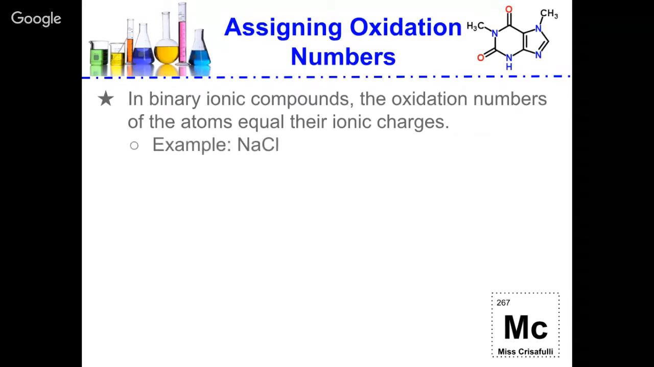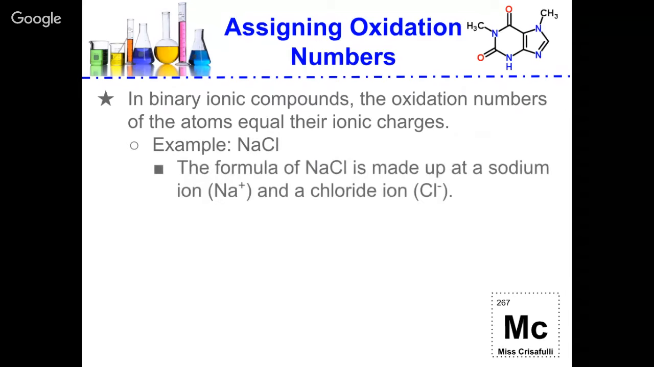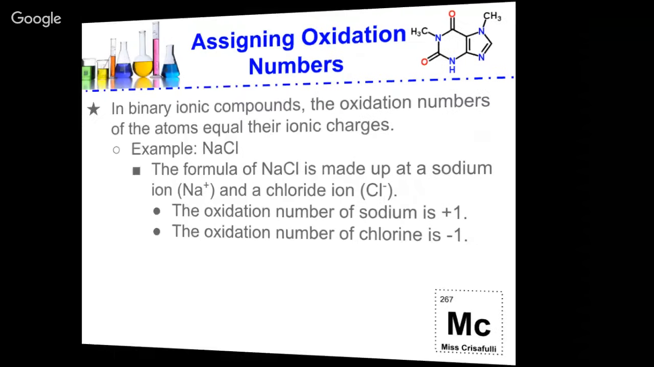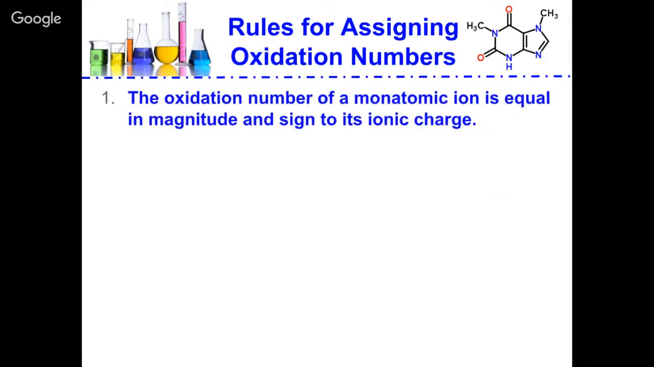So, for example, in NaCl, we have the sodium plus ion and the chloride ion, and the oxidation number of sodium is going to be +1, and the oxidation number of chlorine is going to be -1. Easy enough. So here are some rules for assigning oxidation numbers.